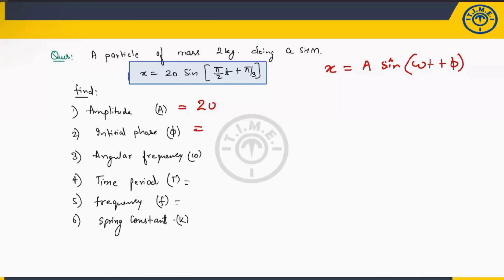What is the phase angle? Very simple. Phase angle is nothing but pi by 3. Just compare with this generalized equation. What is the natural frequency or the angular frequency? It is pi by 2, which is nothing but this omega t.